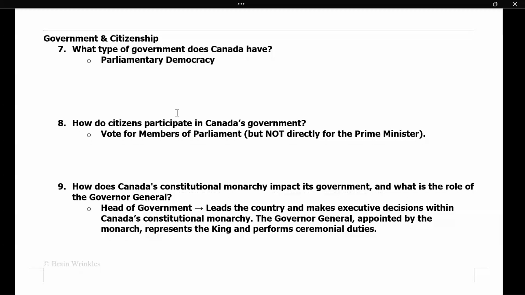Nine, how does Canada's constitutional monarchy impact the government and what is the role of the governor general? Constitutional monarchy is a celebratory role. They are a head of state, they barely have any power. But when it comes to governor general, they're the one that basically represents the king and queen. They don't live in Canada, so they need a person that represents them and their ceremonial duty. That will be the governor general.